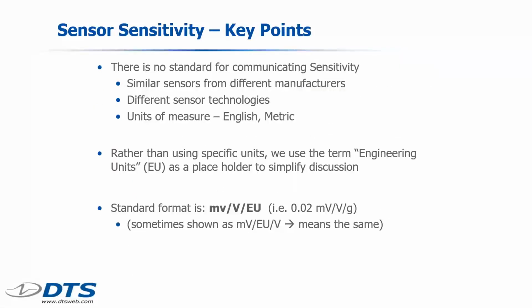It's important also to note that there's no standard for communicating sensitivity, and so when you get calibration data from a sensor manufacturer, make sure that you understand that the standard format is millivolts per volt per engineering unit for a proportional sensor, and millivolts per engineering unit for a non-proportional sensor.